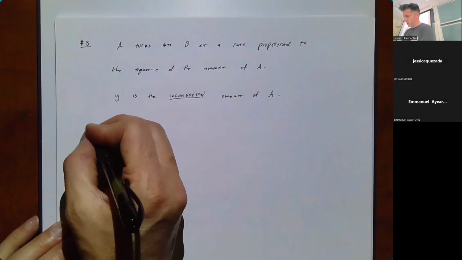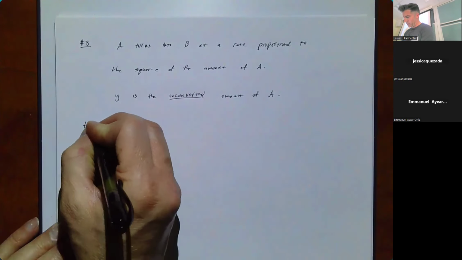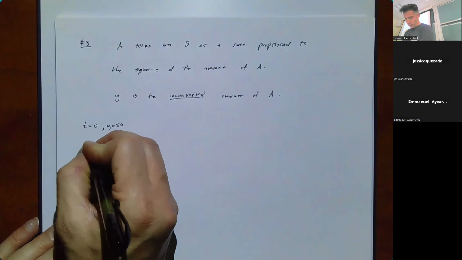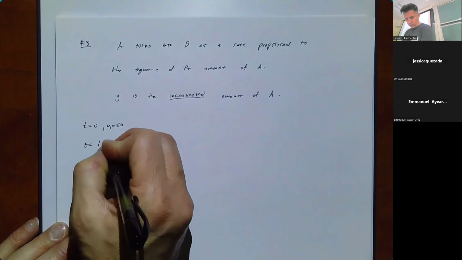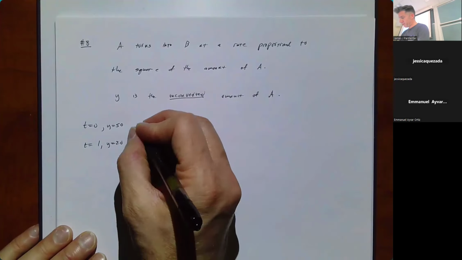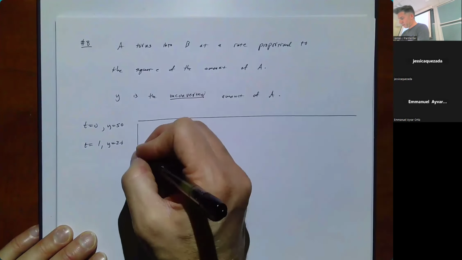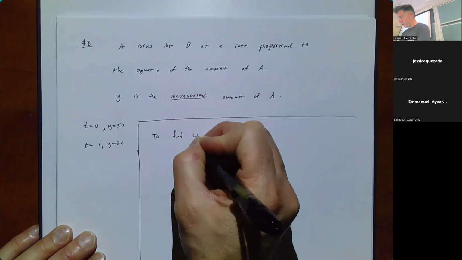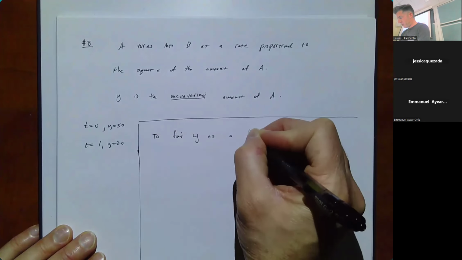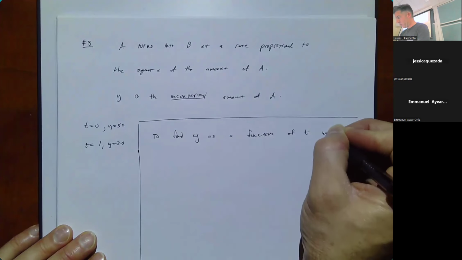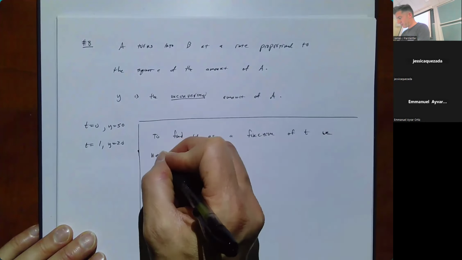When time equals 0, and then they're just giving us some initial conditions: time equals 0, y equals 50; time equals 1, y equals 20. Find y as a function of t. So to find y as a function of t, we need a differential equation.